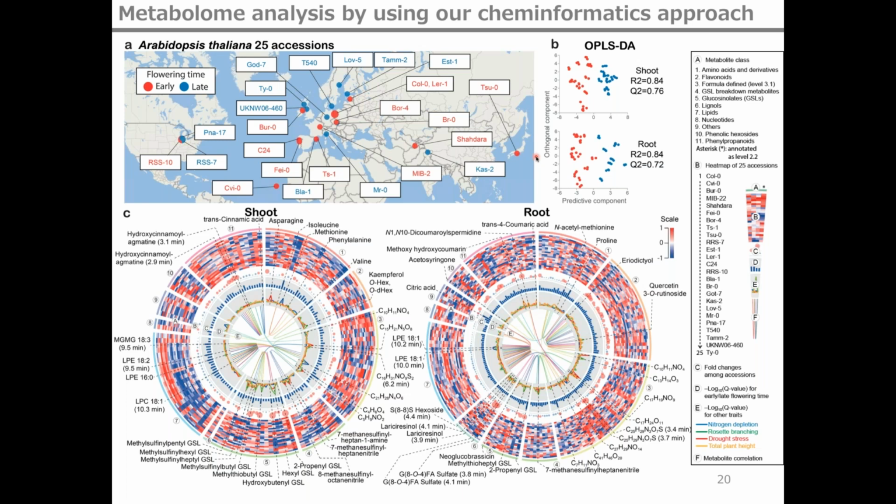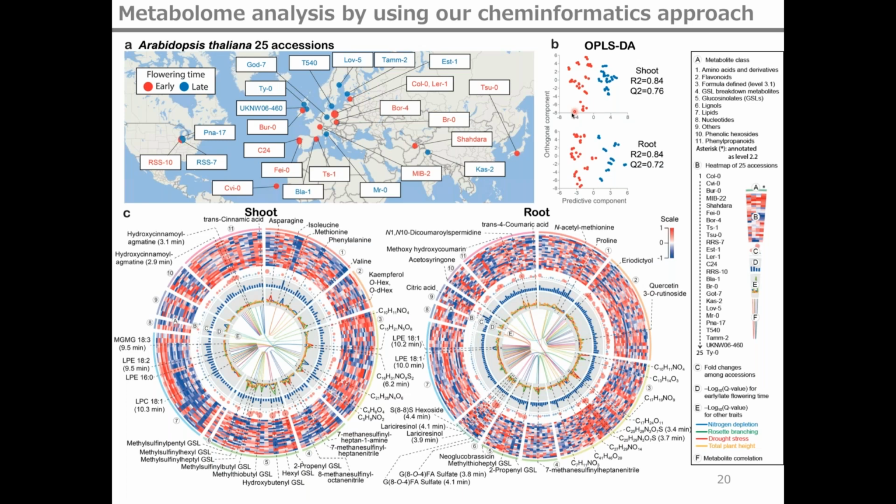And by using around 300 annotated metabolites, we concluded that the flowering time can be explained by the metabolome of shoot and root parts of Arabidopsis. And furthermore, we investigated the importance of plant specialized metabolites for several biological phenotypes.